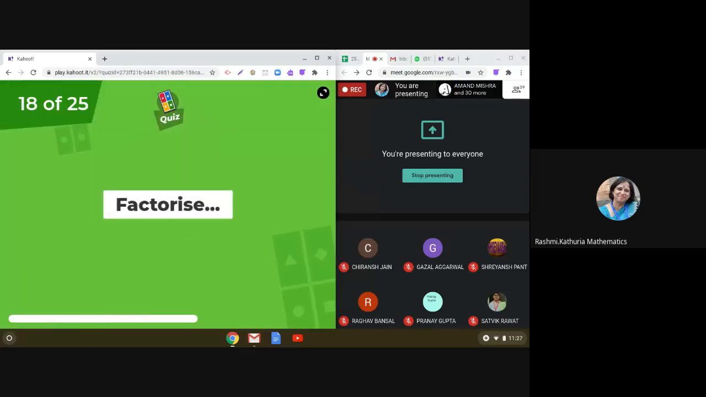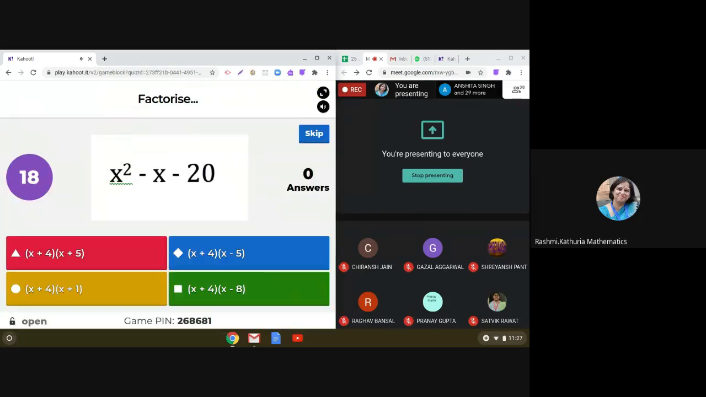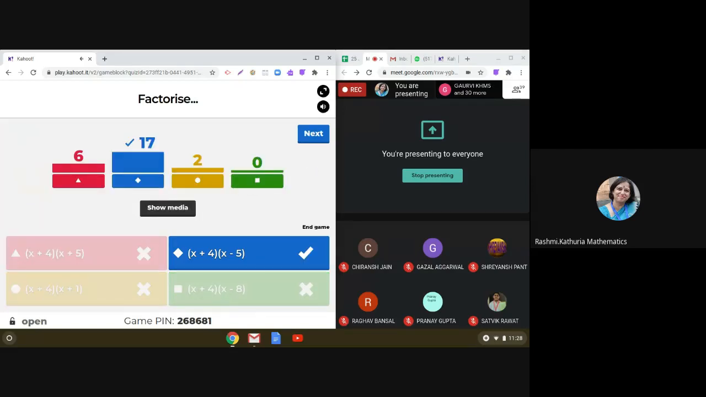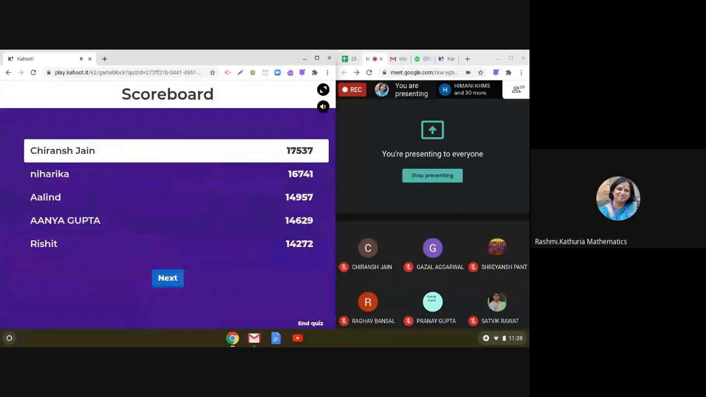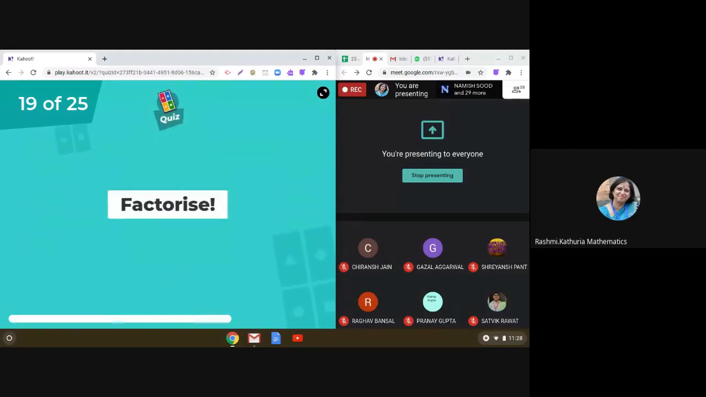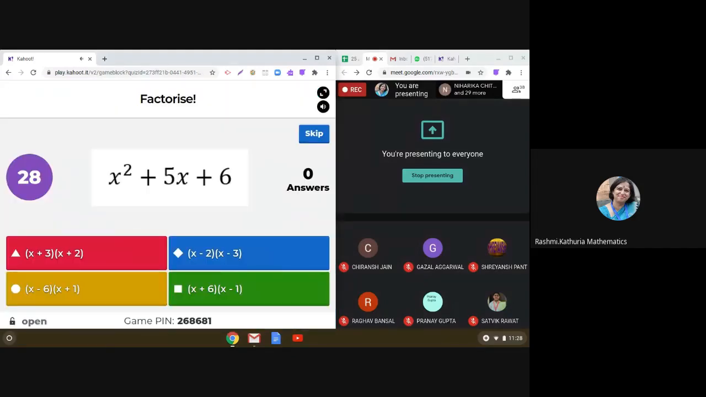Question number 18. Factorize. x square minus x minus 20. This we did. Yes. Keep going. Great. So you see the answer is (x plus 4) into (x minus 5). I'm coming to the next one. Great, Chiransh. Wonderful. You have maintained that position. I'm so happy for you. Coming on to the next. Question number 19. Factorize. This is a simple one.